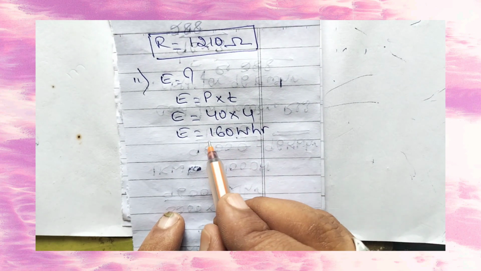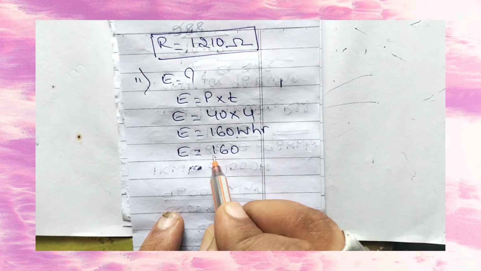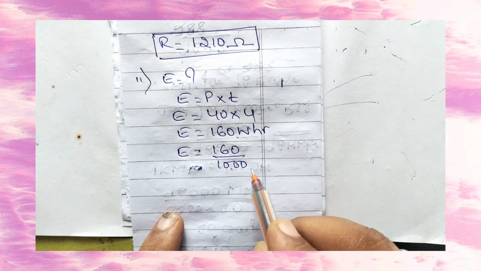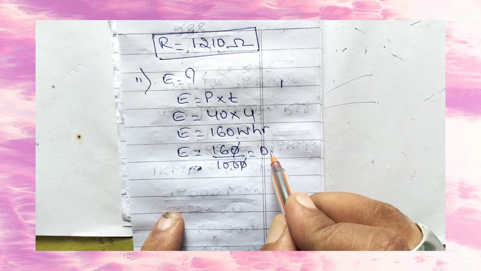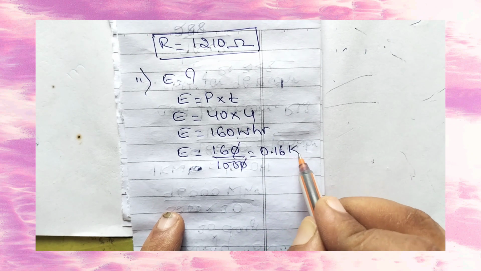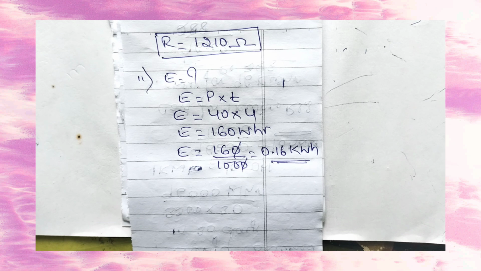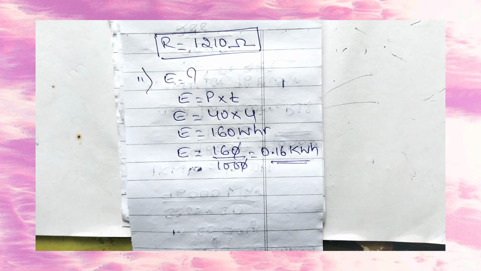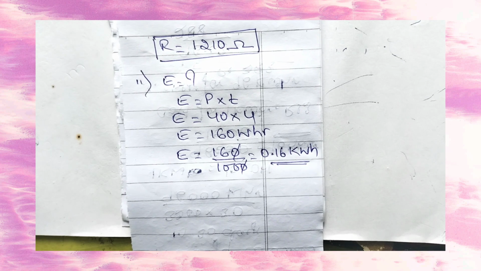To convert this 160 watt hour into kilowatt hour, energy is equal to 160 divided by 1000. If we divide it by 1000, it will be equal to 0.16 kilowatt hour. So 0.16 kilowatt hour is the energy consumed by the electric lamp while it is glowing. So like this we have to calculate resistance as well as the energy consumed by that electric lamp. Now let us move to the next question.